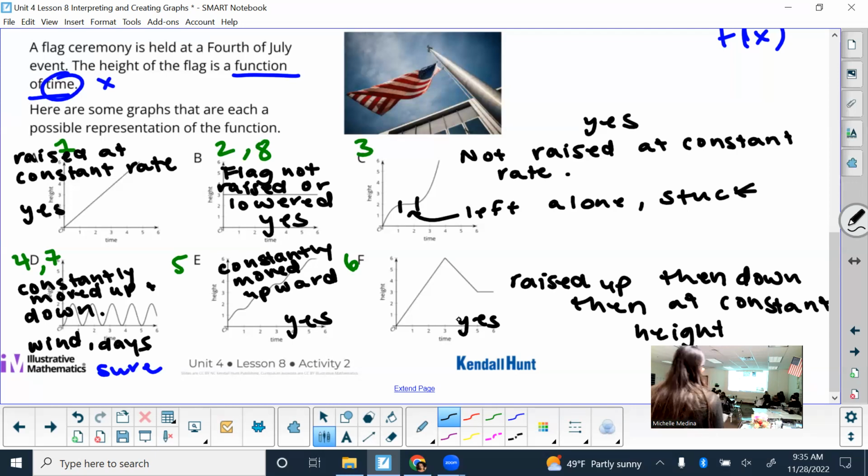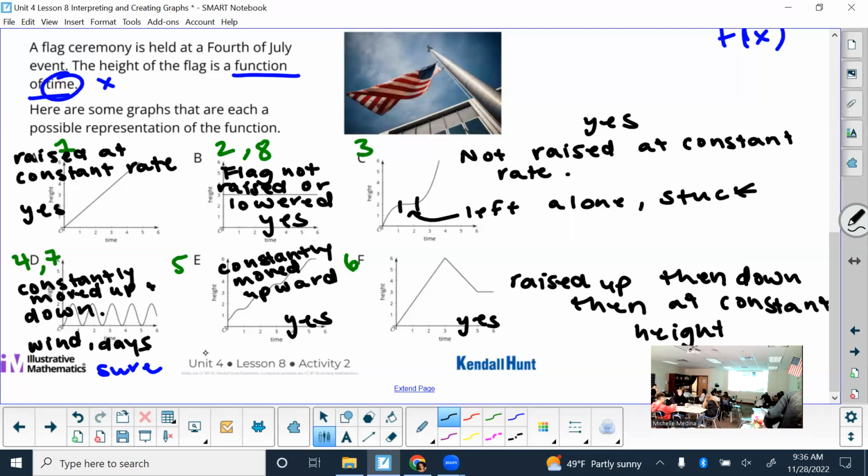Right? Because where would zero height be? The ground. So usually if you're raising a flag, it's already up. And they did say that they're raising it, so that's why they said B might be unlikely. And then E is the most likely because usually when you pull a flag up, you have to pull it, so you take little breaks in between. So questions on that activity?